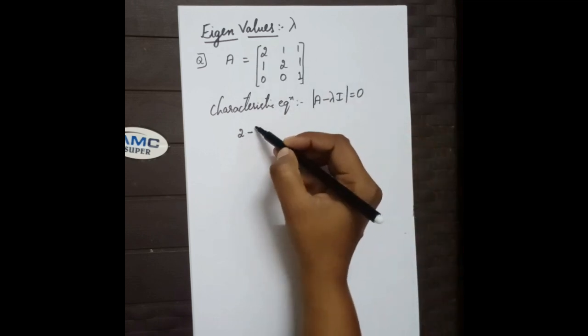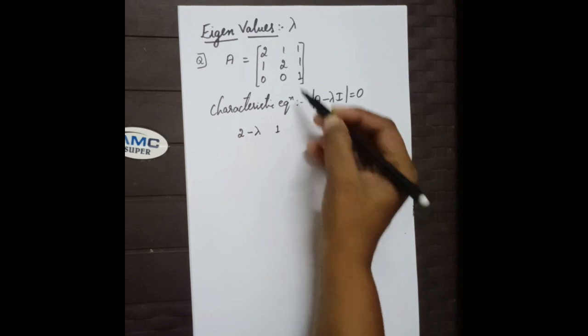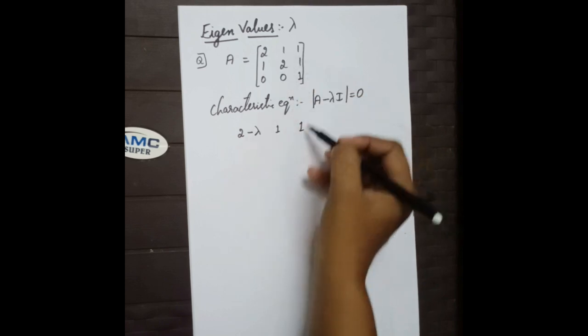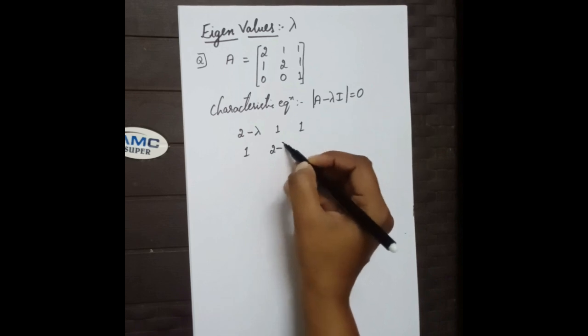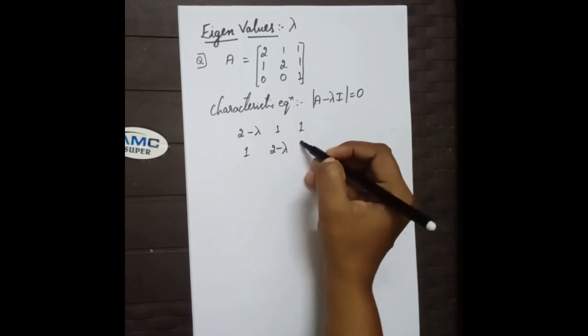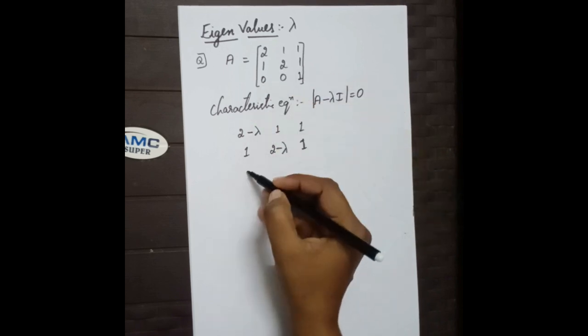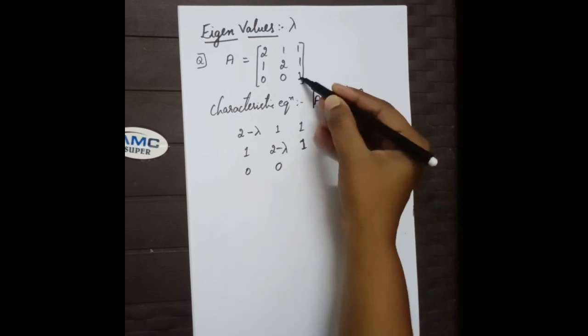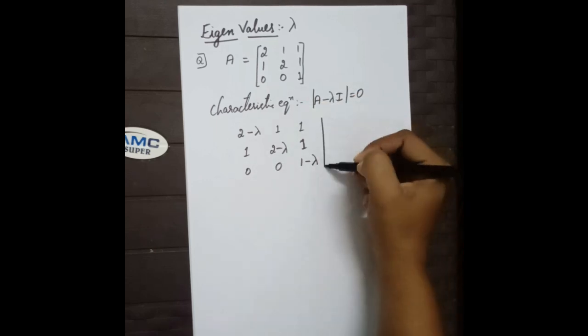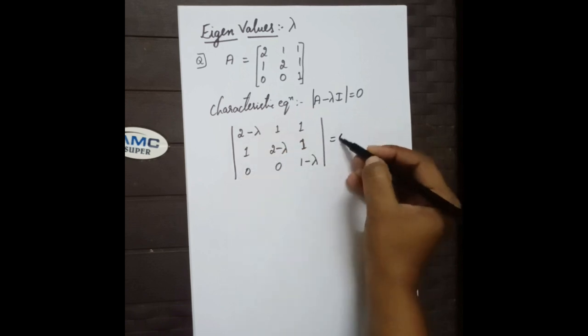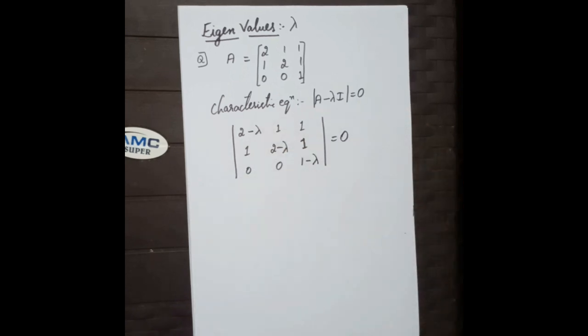That is 2 minus lambda and 1, 1 as it is. Here also 1, here 2 minus lambda, and here also 1 as it is. Here 0, 0, and here 1 we have to write as 1 minus lambda. So this is the characteristic equation we got, which is equal to 0. So let's try to solve the determinant.